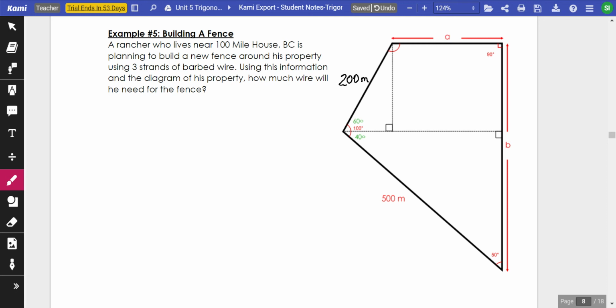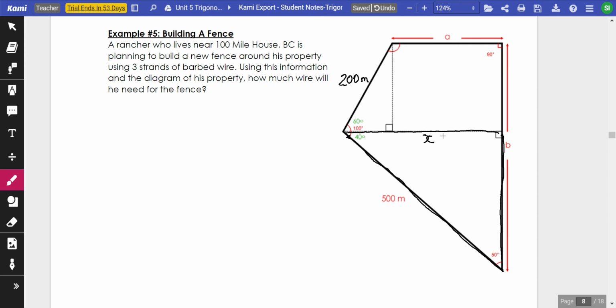Okay, so let's start here. If we're going to find how much barbed wire we need, we're going to have to find some pieces of information that are missing. And so in this big triangle here, okay, this one here, notice that the angle at the bottom is 50 degrees. And so we can try and find this whole side. We'll call that X.